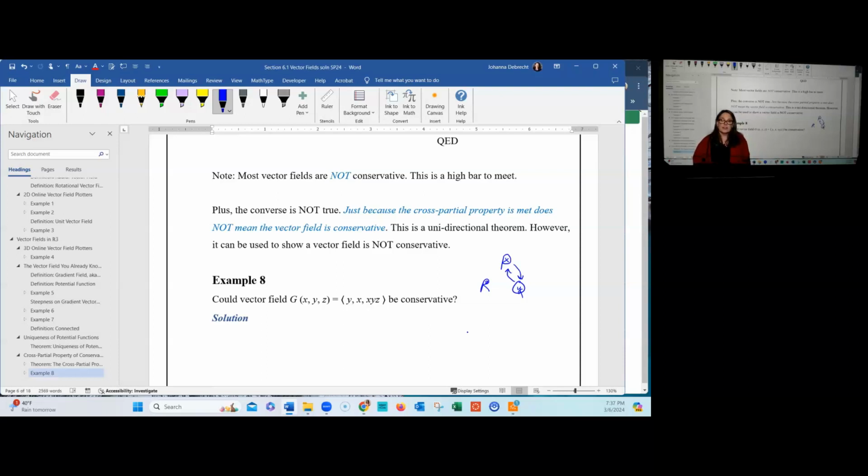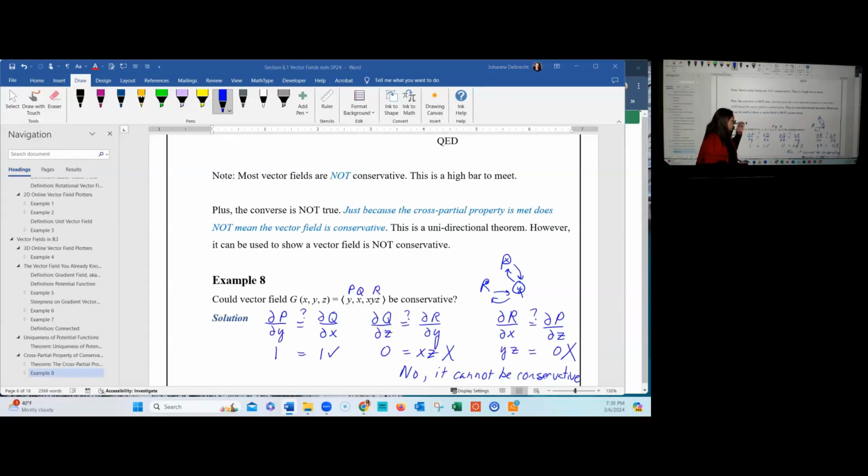Go ahead and pause the video to figure out the cross partials and determine whether or not you think it's possible that this vector field could be conservative. Don't forget that each component of the vector field in order represents P, Q, then R. P is Y, Q is X, and R is X, Y, Z.